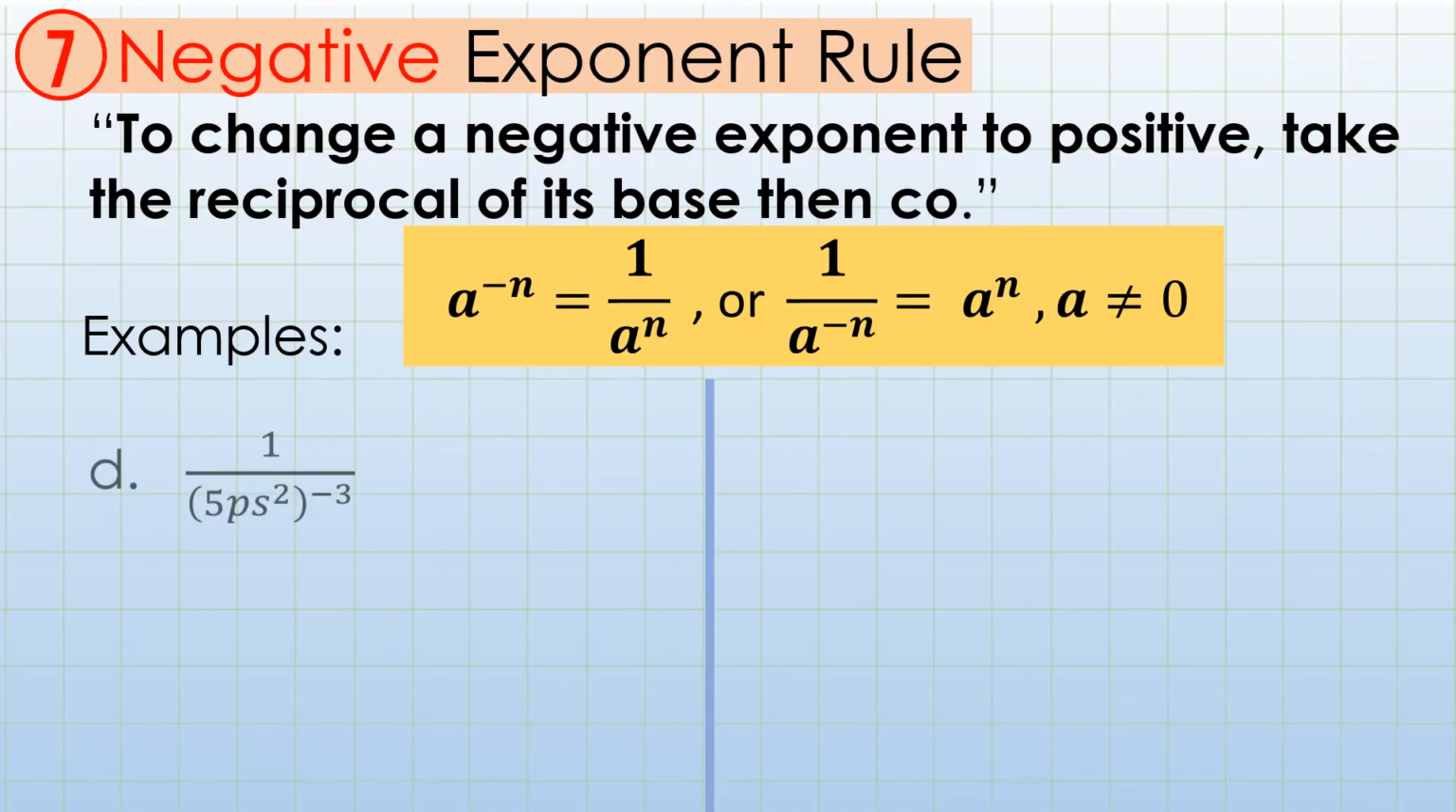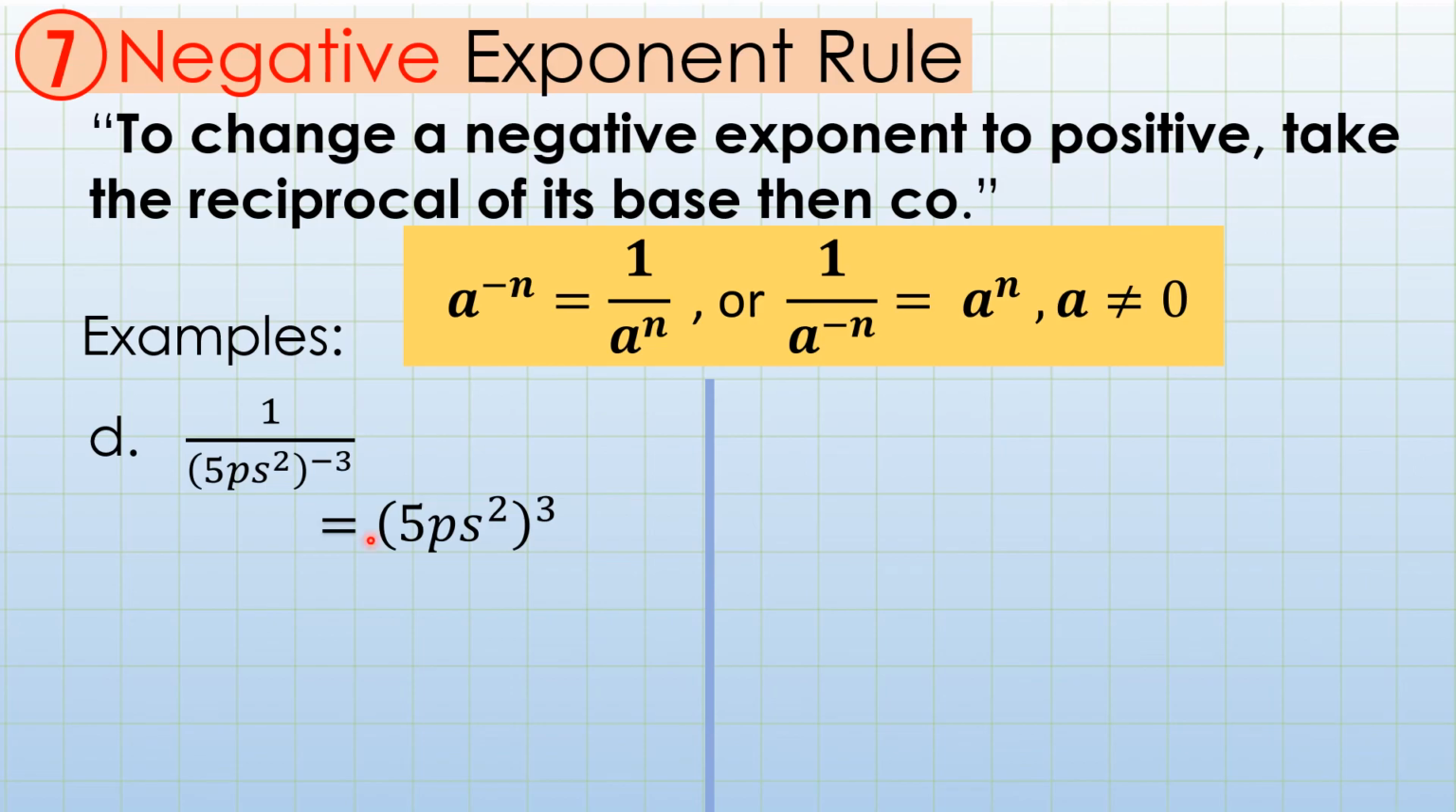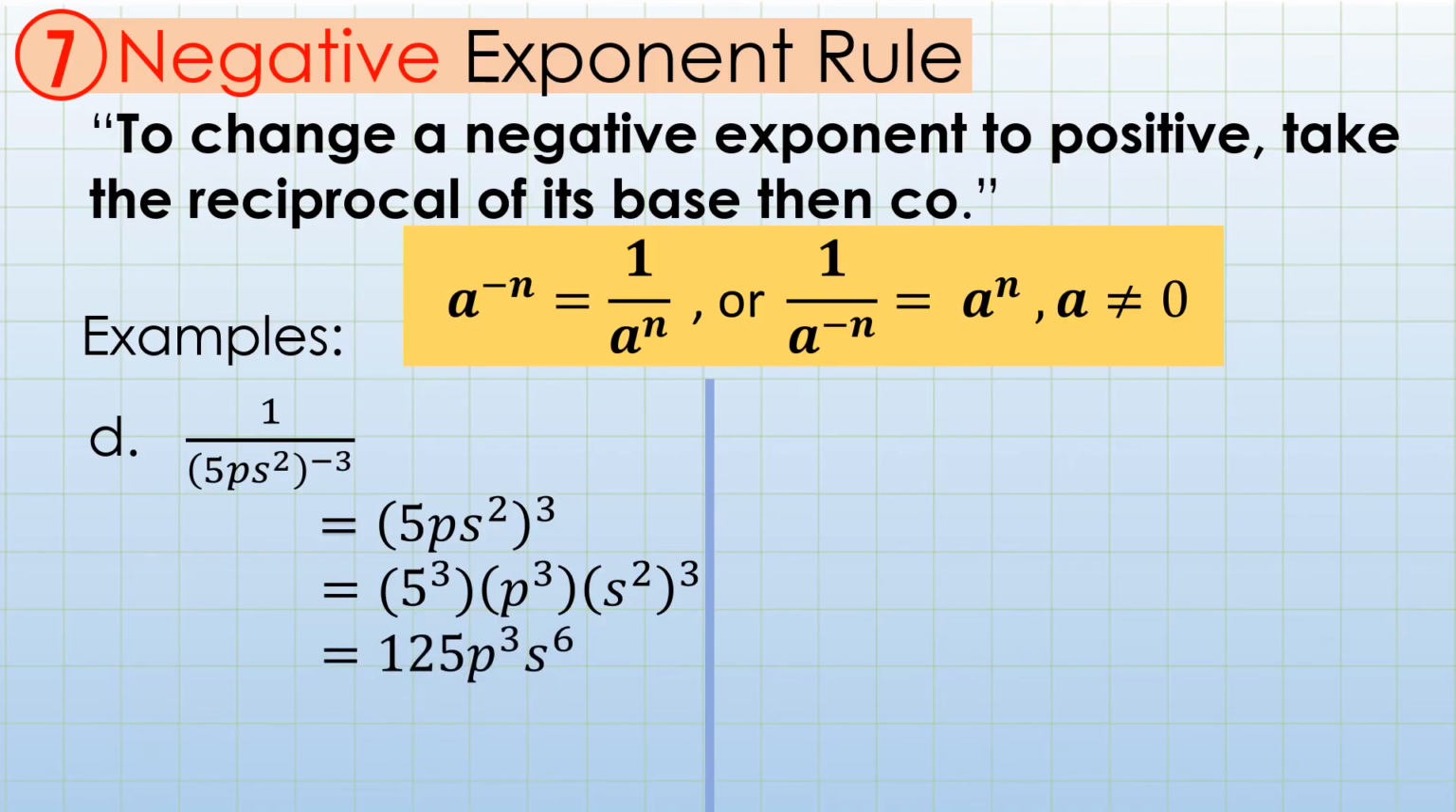Another, 1 over the quantity 5ps squared. Ayan, ganun pa rin. Silang lahat, yung buong yan na nakaparenthesis, negative exponent, kaya kunin mo yung reciprocal na yan, pupunta silang lahat sa correct numerator. So, wag mo nang ilagay yung bar doon dahil 1 naman denominator. Tapos, bawat isa makakatanggap ng 3. Magiging 5 cubed times p cubed times s squared raised to 3. Tapos, simplify mo isa-isa. 5 cubed is 125, p cubed s to the 6.